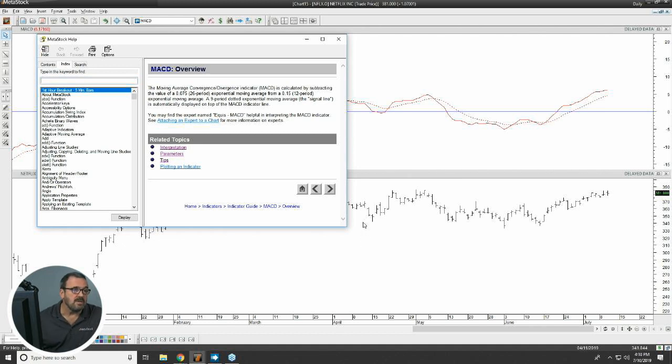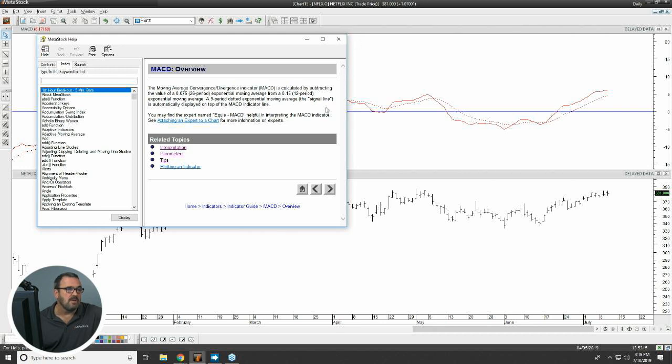It says the moving average, and MACD stands for moving average convergence divergence, is calculated by subtracting the value of a 26-period exponential moving average from a 12-period exponential moving average. A 9-period dotted exponential moving average is also added. So that's this dotted line here. So this red line is the difference between a 12 and 26 EMA, and the dotted line is a 9-period EMA. All right, now that gives you some information.